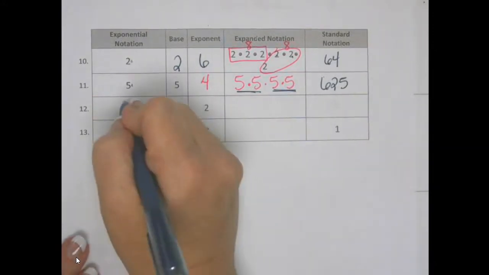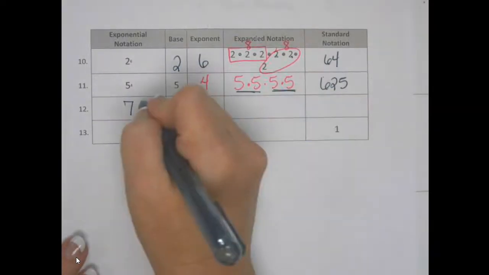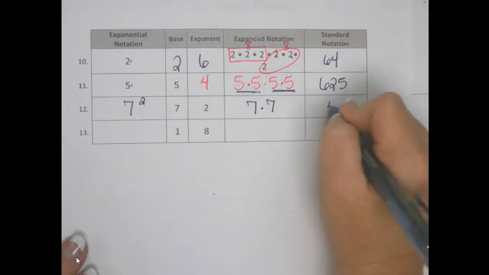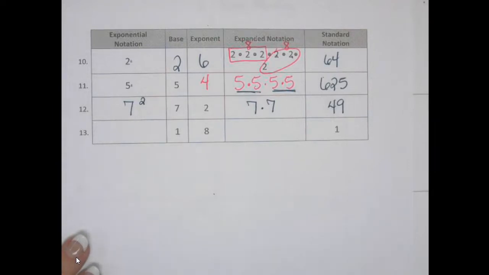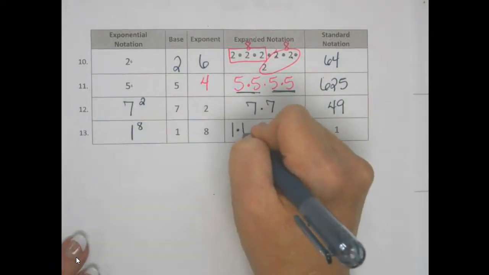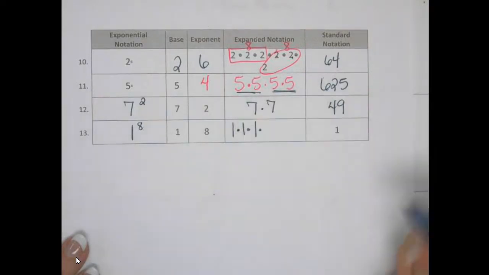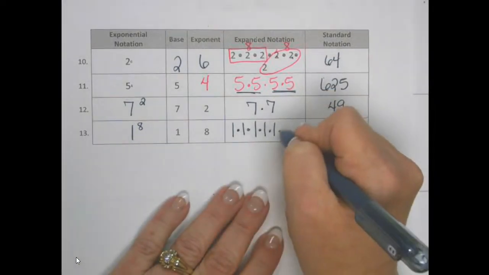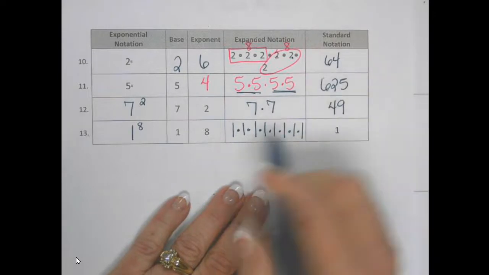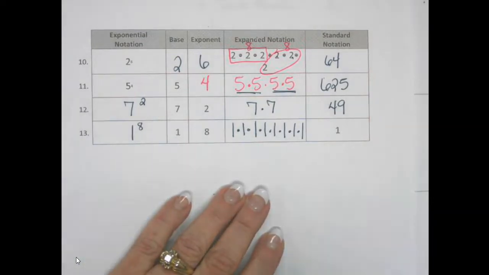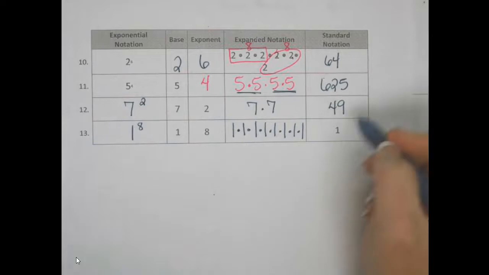My base is 7. My exponent is 2. 7 times 7 is 49. My base is 1. My exponent is 8. So this is 1 times 1 times 1. That's 3 ones. How many ones do I need? 8. 1, 2, 3, 4, 5, 6, 7, 8. 1 times 1 times 1 times 1, and so on is 1.